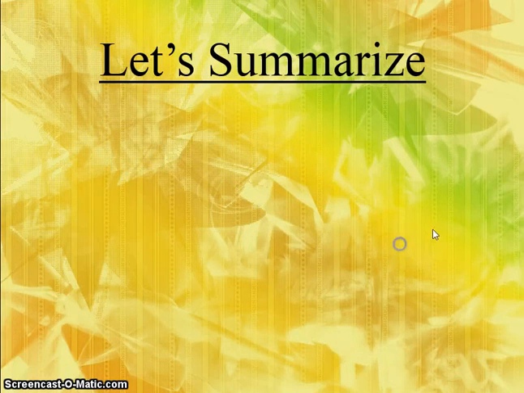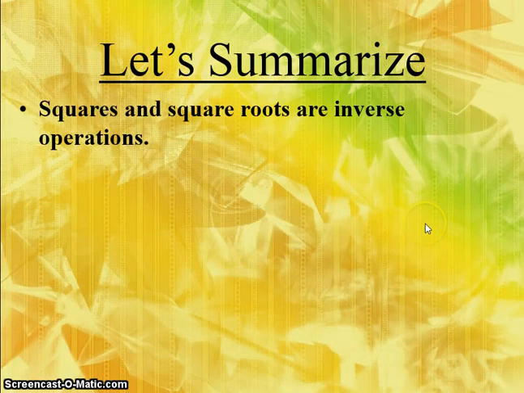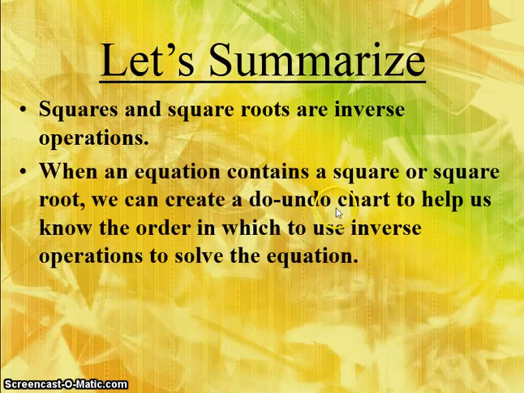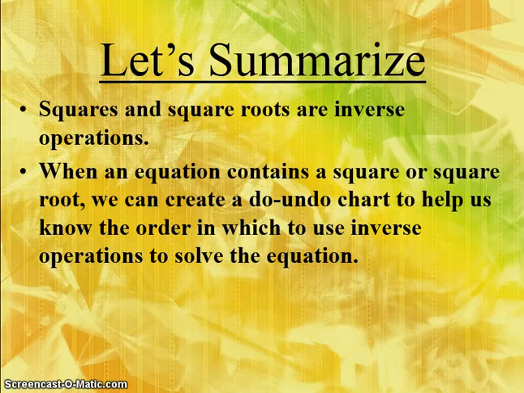So let's summarize what we've learned. We've learned that squares and square roots are inverse operations. They will undo each other. And when an equation contains a square or square root, we can create a do and undo chart to help us know the order in which to solve the operations in the equation.